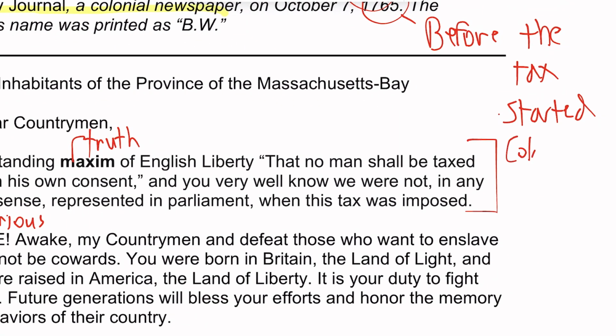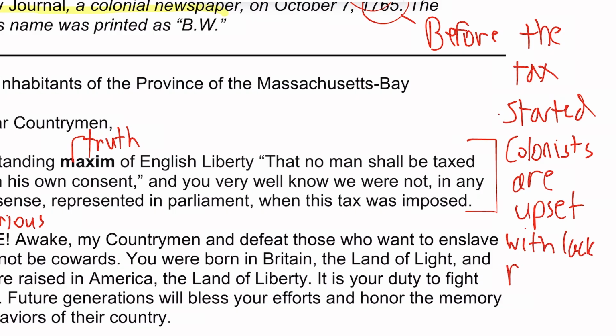The colonists are upset at the actual Stamp Act, but they're more upset about the fact that this was passed and they had no say in it. So they're upset with the lack of representation.